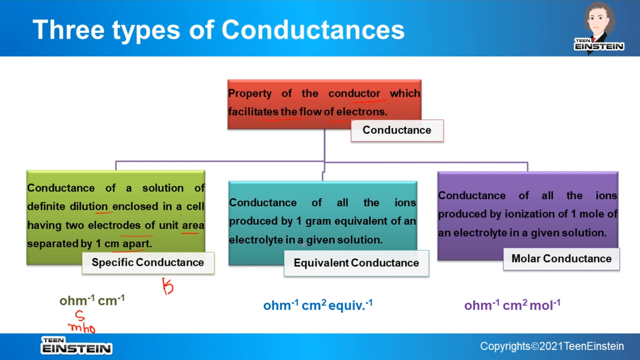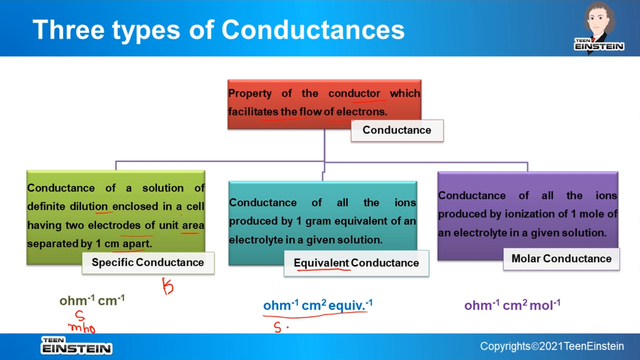Then we have equivalent conductance. When we are using the term equivalent, it means the conductance of all the ions which are produced by 1 gram equivalent, or simply 1 equivalent, of an electrolyte in a given solution. Now the unit: how we have derived this unit, we have also seen. Ohm inverse centimeter square per equivalent, or it may be written as Siemens, that is S, or it may be written as mho.